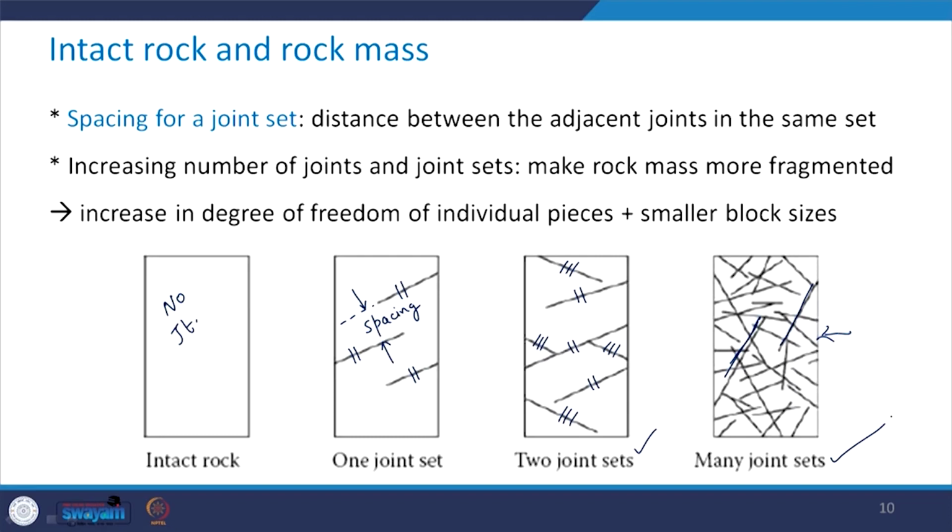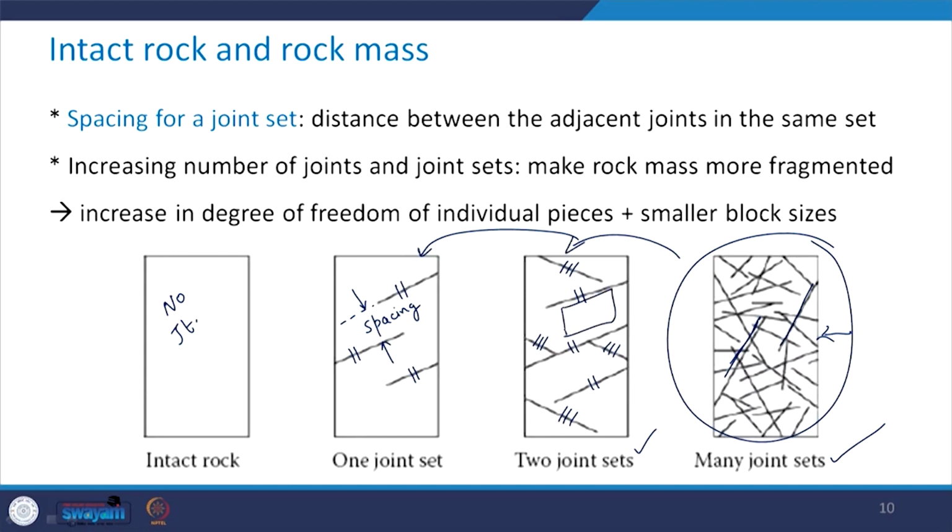So when the number of joints and joint sets increase, they make the rock mass more fragmented, and this further increases the degree of freedom of individual pieces, plus the smaller block sizes. So you see that in this case the block sizes are smaller as compared to all these cases. In this case the block size you can obtain is this. In this one it is a little bit bigger. However, in this case you see it's a small block size which you will be able to get from here.